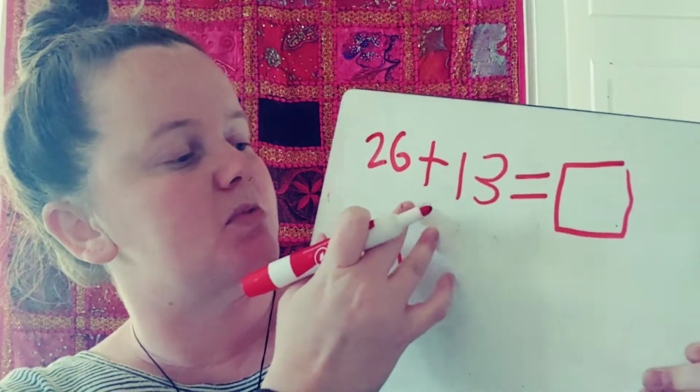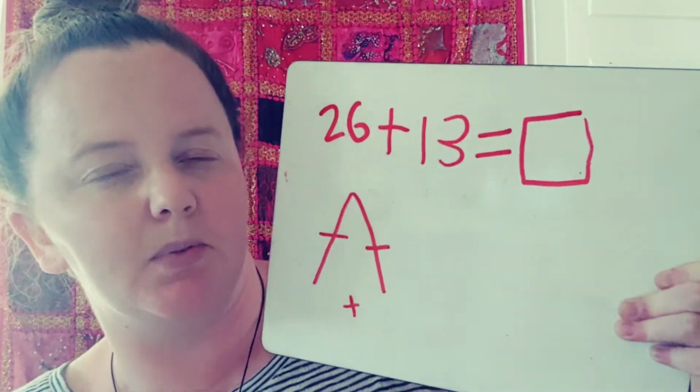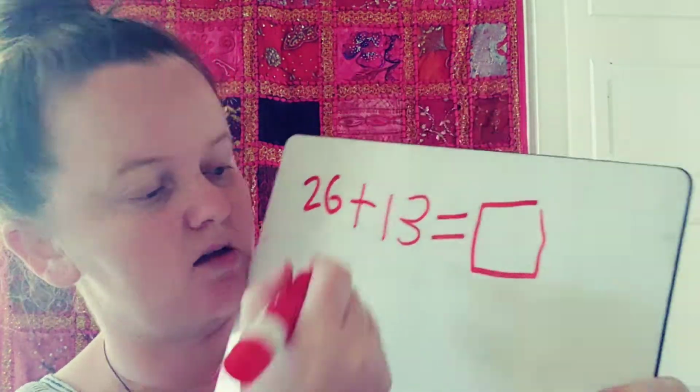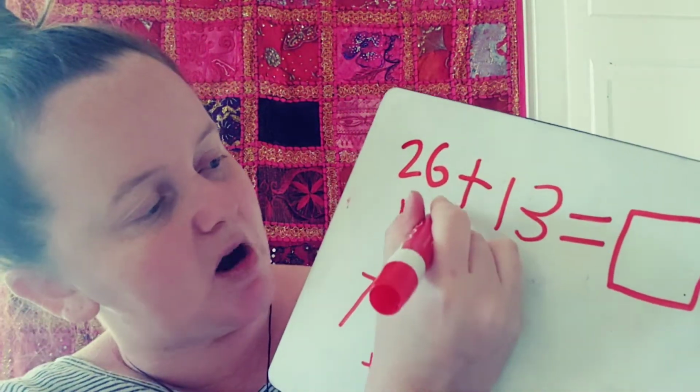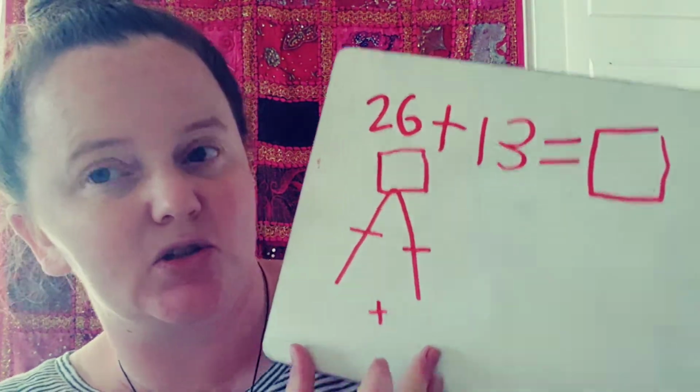So what number do I put on top? I know that I put the biggest number on top. I put the total on top. But do we know the total yet? Not yet. So we're going to leave the top of our math mountain blank. And on the bottom, I'm going to put my two add-ins.